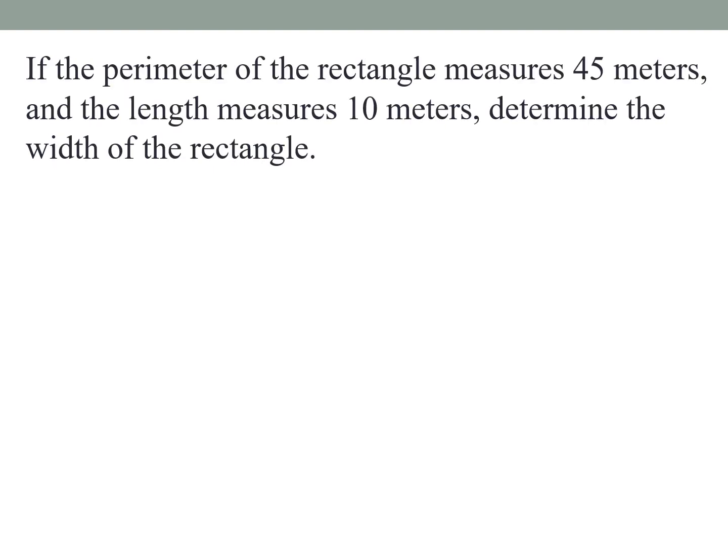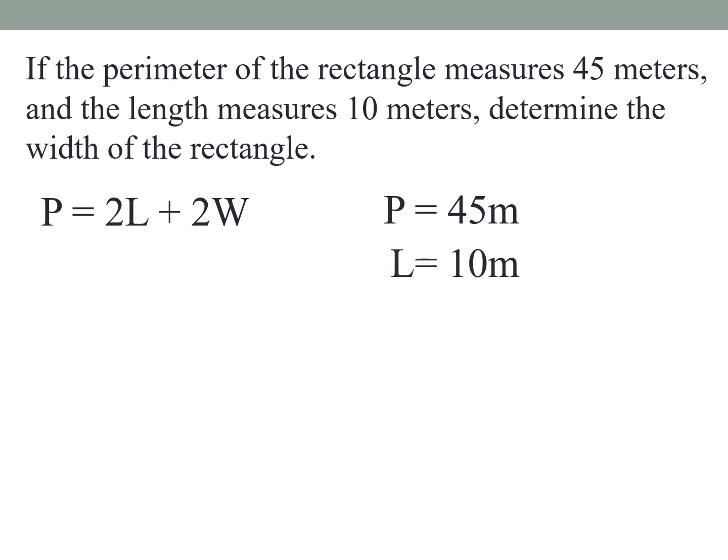Well, if the perimeter of the rectangle measures 45 meters and the length measures 10 meters, determine the width of the rectangle. Well, I already have my equation because we just found that out. And the problem told me the perimeter is 45 meters, the length is 10 meters, but I don't know what the width is, so that's what I will solve for.